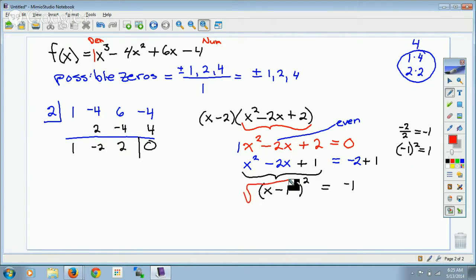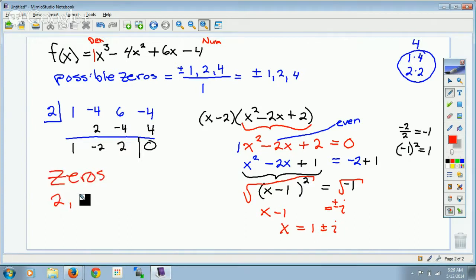Now I take the square root of both sides. Square root of -1 is, you are correct, it is i. On the other side, they cancel, provided I write a plus or minus on this side. So I get, adding 1 to the other side, x is equal to 1 plus or minus i. So my zeros are 2, 1 plus i, and 1 minus i.